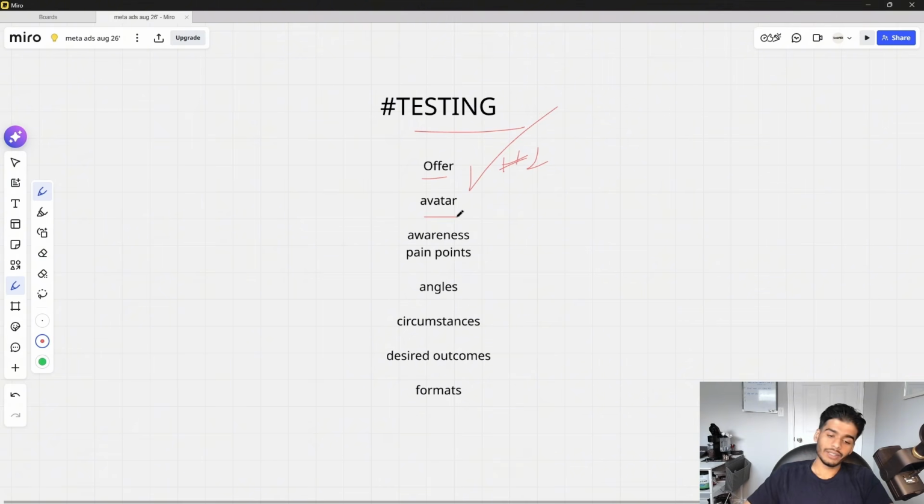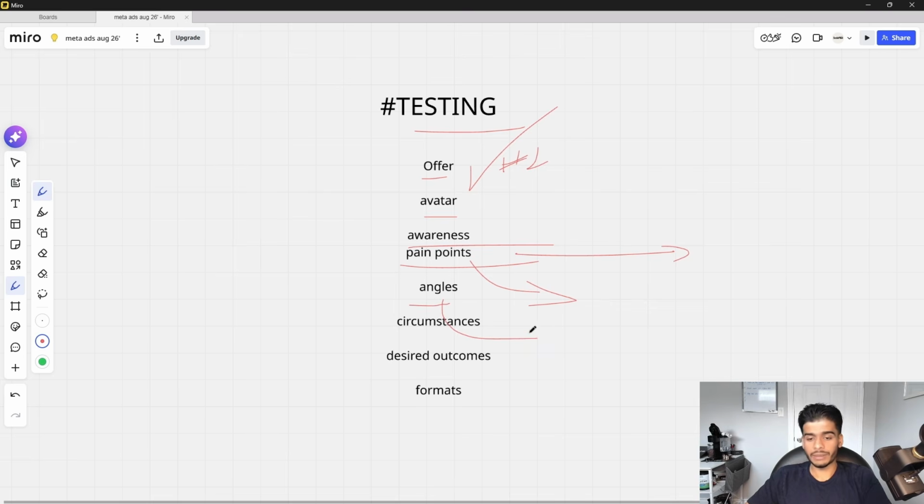Is it 35 to 40-year-olds? Is it men who can't get girls? Or is it girls who want a rich man? Or is it businesses who are paying too much in taxes? Above 1 million or below 1 million? Test all of that and test awareness, test different pain points. Is it you cannot look in the mirror? Or is it you cannot fit in dresses? Whatever. And then test angles.